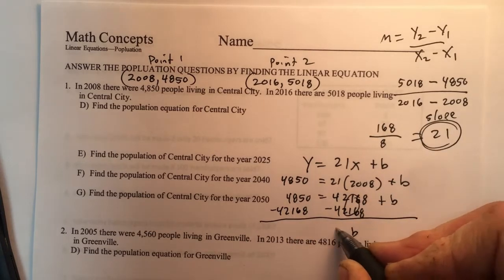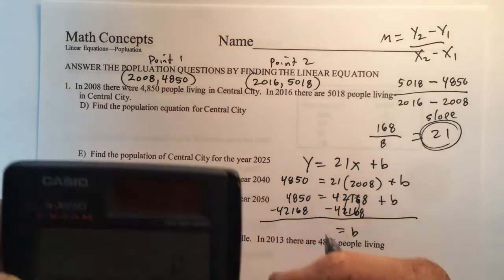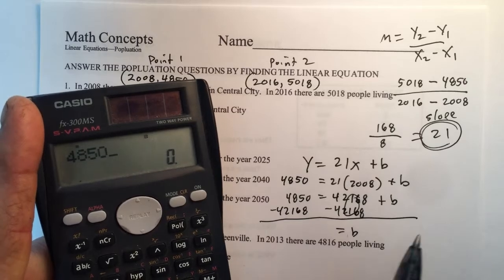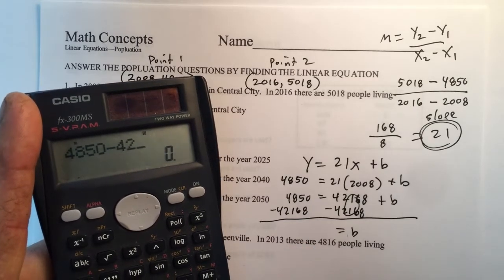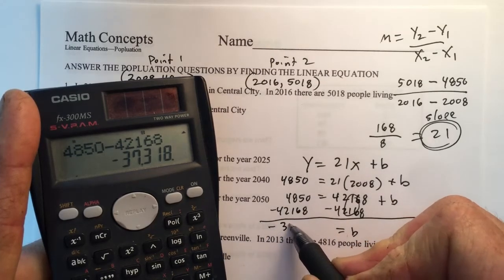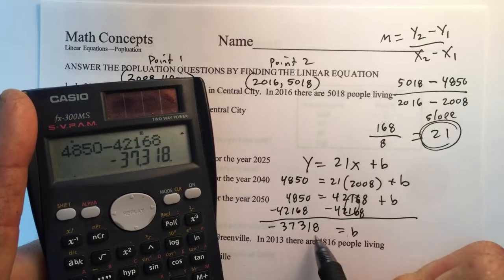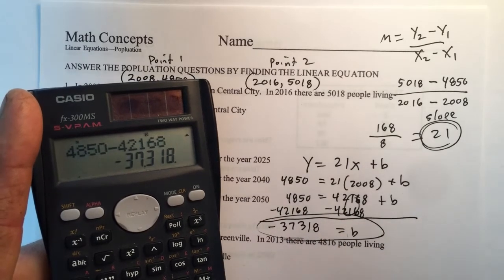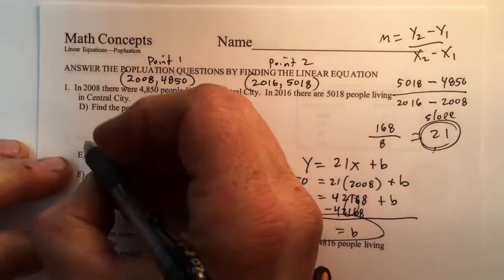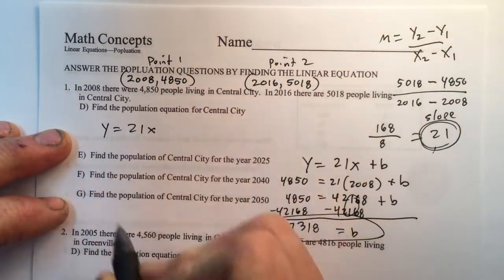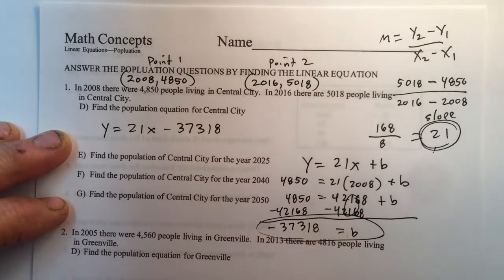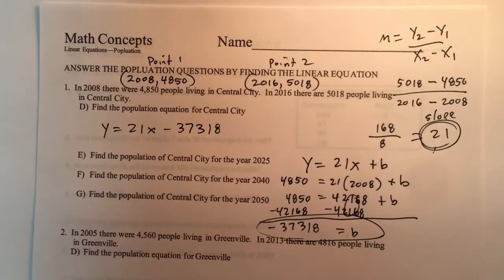That'll go away, and b is going to equal, all right, let's do this now, 4,850 minus 42,168. What does that come up to? Negative 37,318. And there's my b. So there's my slope and there's my y-intercept. So my equation there, y equals 21x minus 37,318. And that's my population equation for Central City.